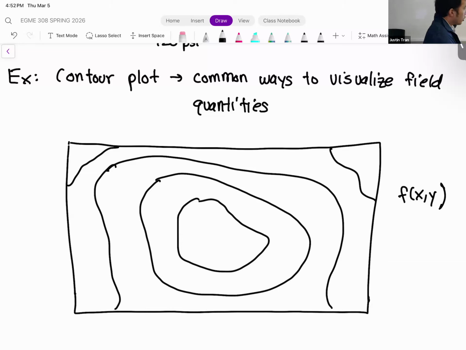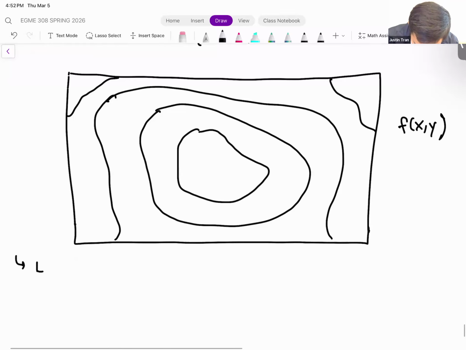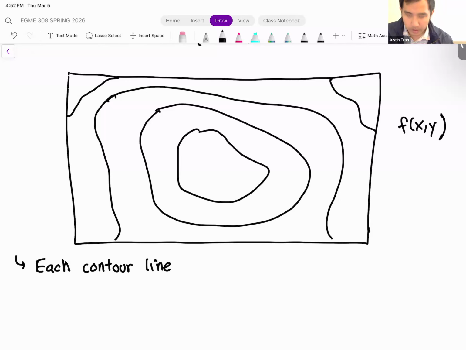Okay, so the way to interpret this contour plot is that every line that you see there is a line of constant f. Each contour line represents a path where the value of our function remains constant.